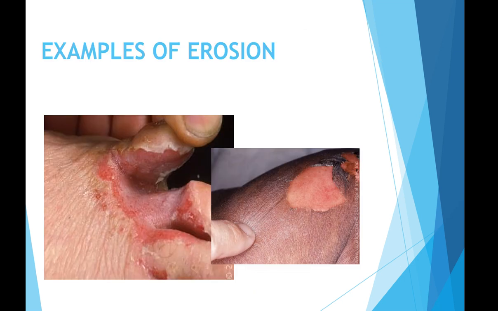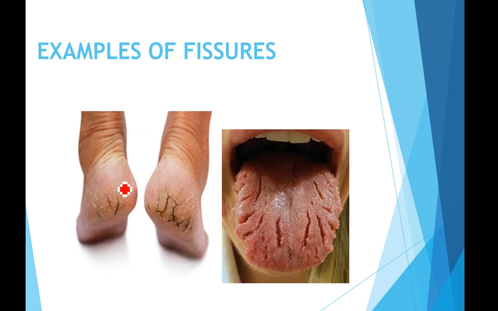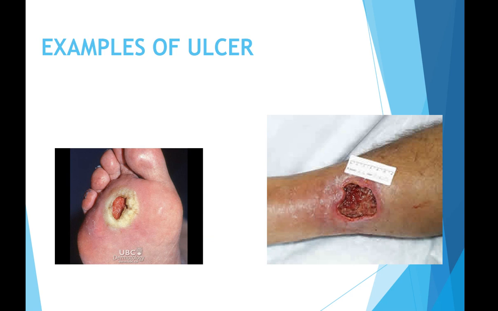Okay, so moving toward the next slide, here you can see this is the erosion, only the superficial layer is removed, right? Whereas the dermis is intact. These are fissures, also known as the cracked heel, and these are the linear fissures that you can see in the tongue.